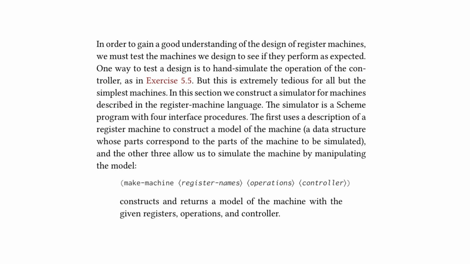So then it gives us an example of how we can basically make a machine with a procedure called make-machine that takes three arguments: register names, operations, and controller. And this constructs and returns a model of the machine with the given registers, operations, and controller.